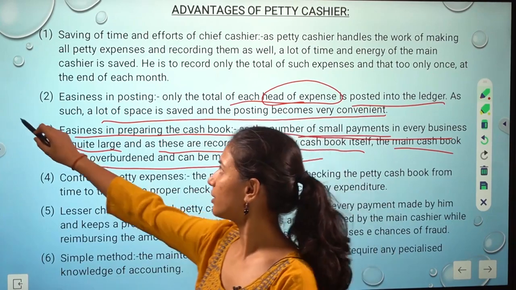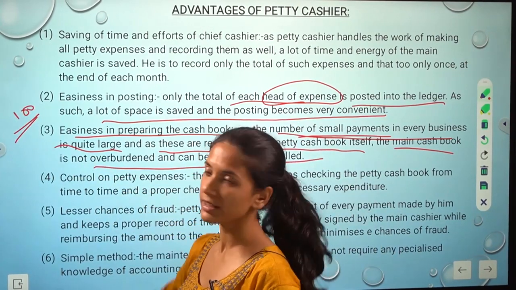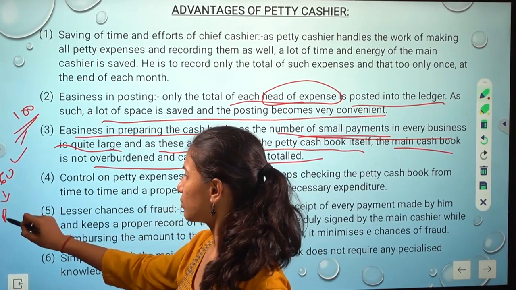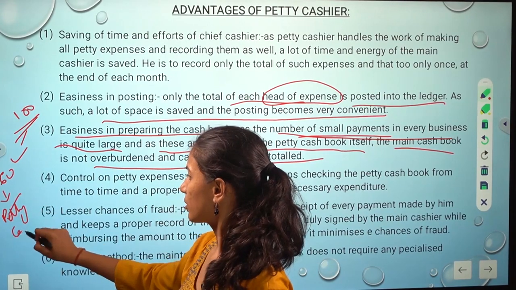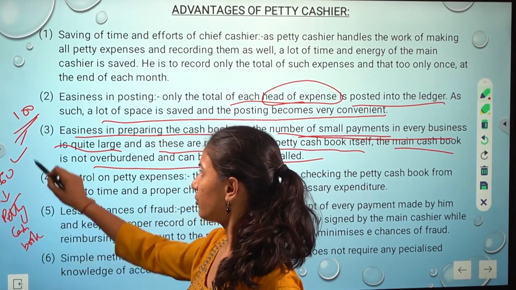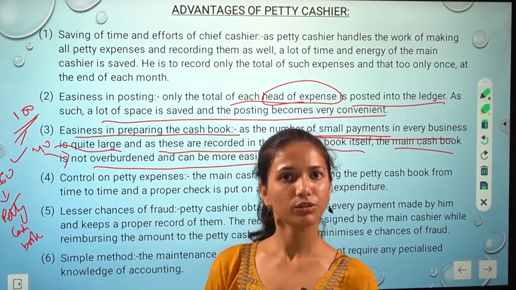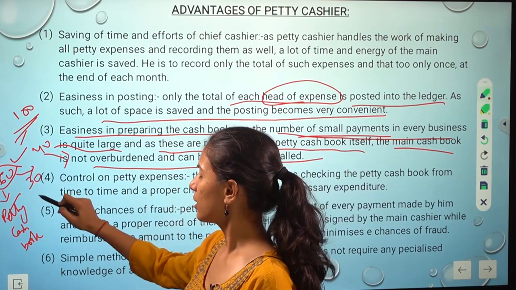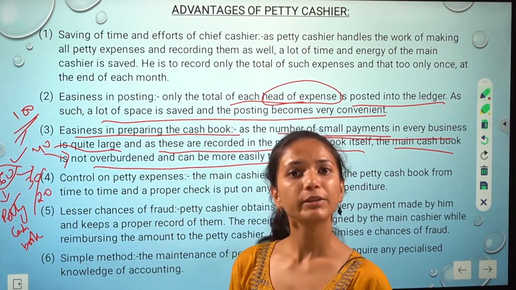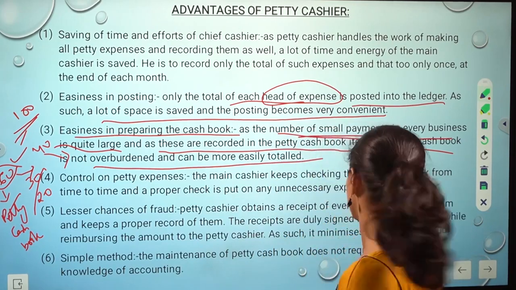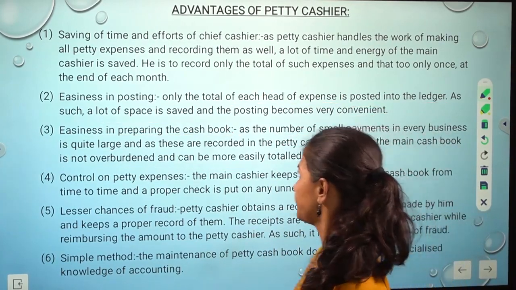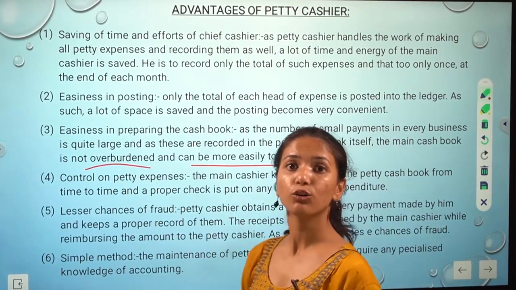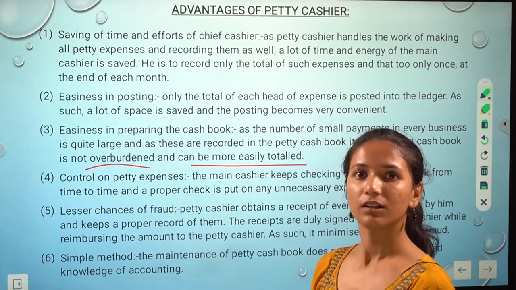Like, if there are 100 transactions in the business, out of this 60 may be of the petty cash book. So the remaining 40 transactions, they can adjust in the cash book easily. These 60 will be again grouped into 30, let's say, or 20. So that becomes very easy to be posted into the ledger. So these are very helpful. It is not overburdened and can be very easily totaled, and the balance can be easily calculated.